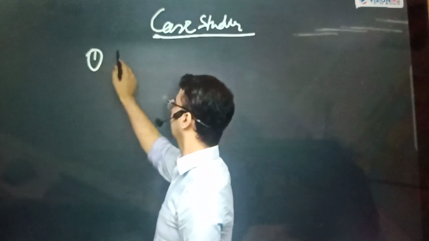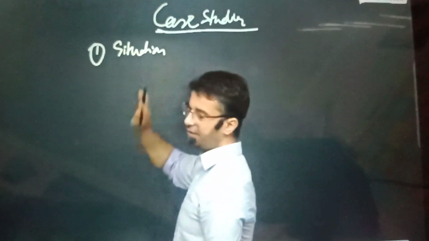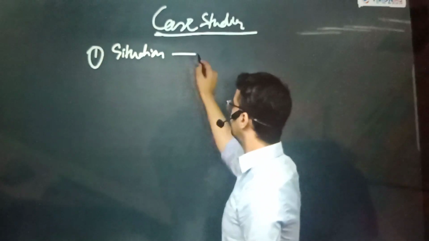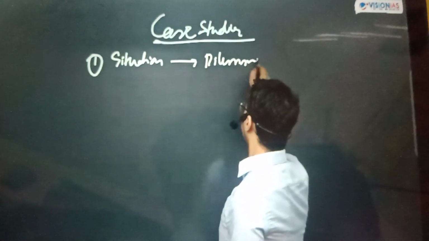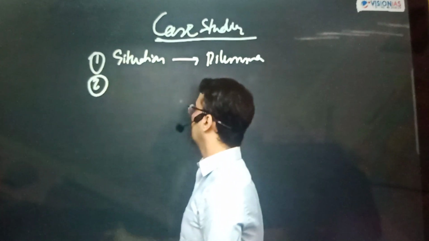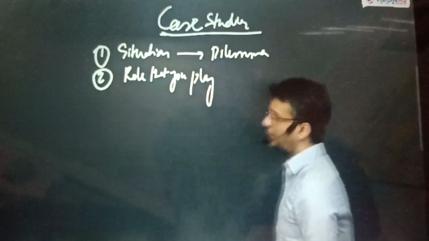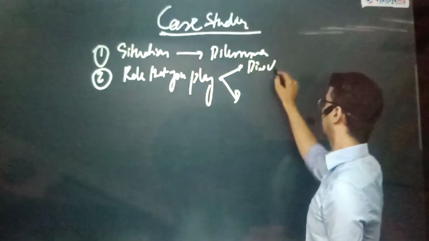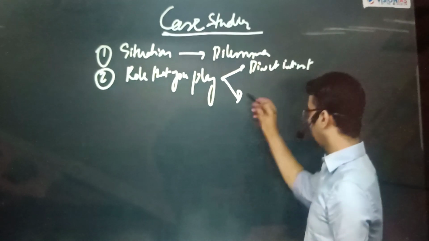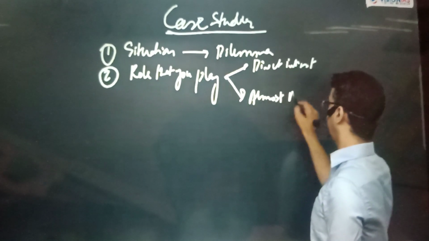One, there is a situation. Don't need to write anything. Please don't write. There is a situation, and that situation is that of a dilemma. There is a role that you are playing. Either you have a direct interest here, or you are an almost neutral third party.